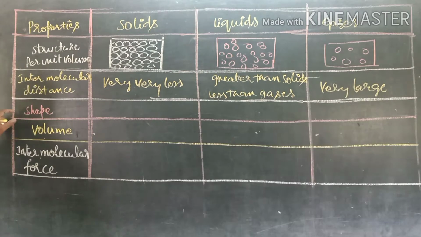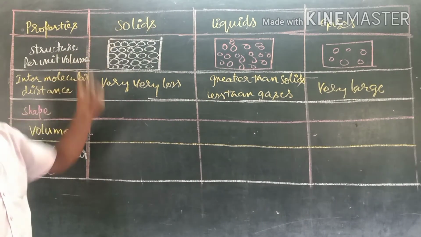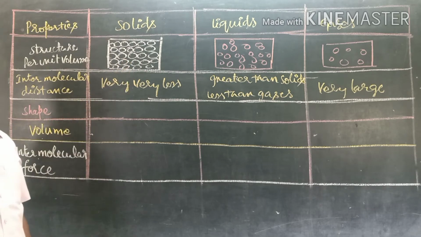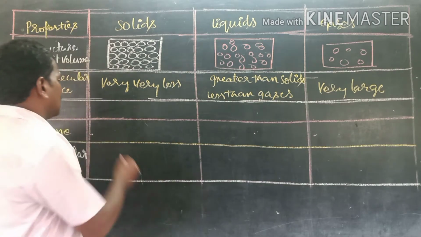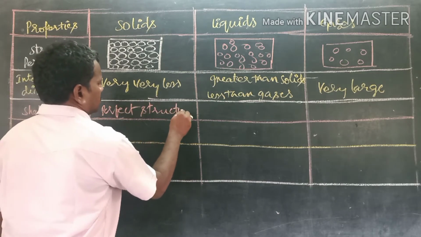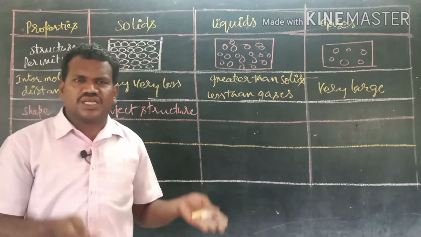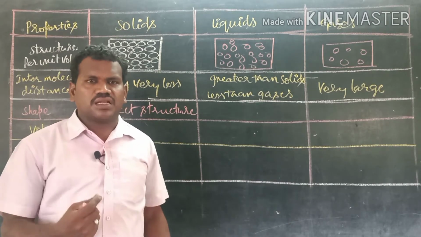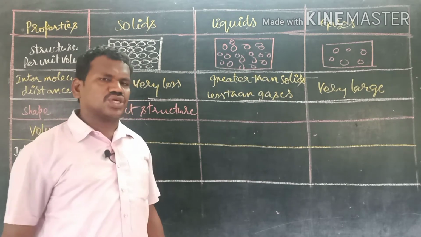Now let us come to the third one, shape. The shape of a solid depends upon the particles. All the particles are very closely packed, and because of the close packing, there is a perfect structure for solids. If you see a chair, bench, table, pen, and all those, they have a perfect shape. Just if you say the word, we can automatically remember some structure.